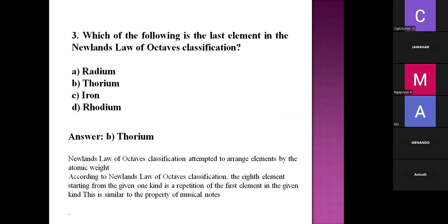Newlands' law of octaves attempted to arrange elements by atomic weight. According to Newlands' law of octaves, the eighth element starting from a given element is a repetition of the first element, similar to the property of musical notes. The eighth element would have similar properties to the first one. Thorium was the last element in Newlands' law of octaves classification. Okay, the correct answer is option B, thorium.